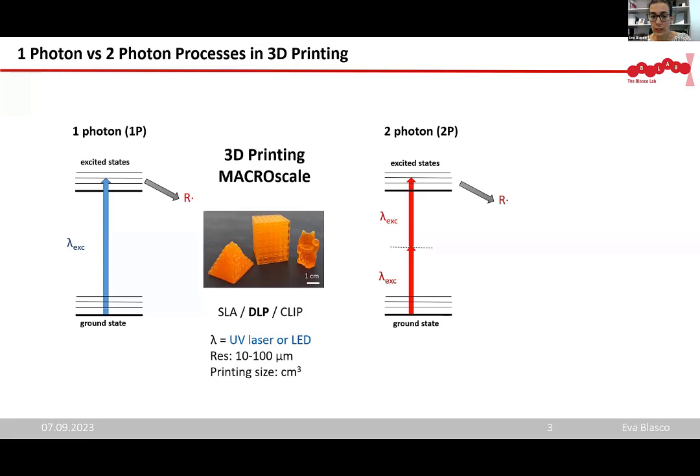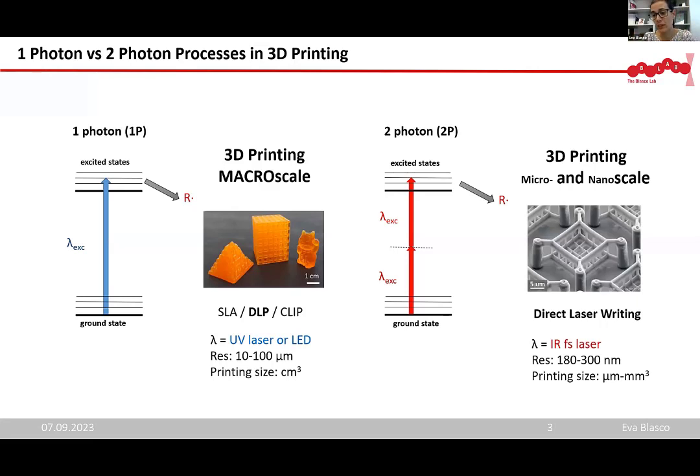But we can also use 2 photon polymerization, which means that we need 2 photons simultaneously to excite the photoinitiator and induce the polymerization. If we compare the energy, we have low photon energy, but the probability of the effect is much lower because, as I said, we need 2 photons simultaneously at the same point at the same time, meaning that we only have photopolymerization in a very small volume.